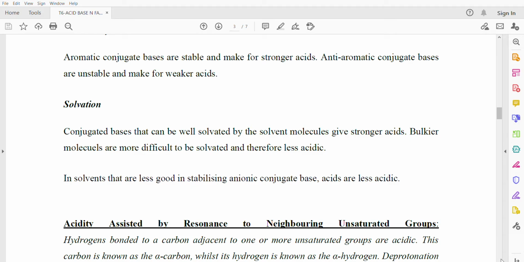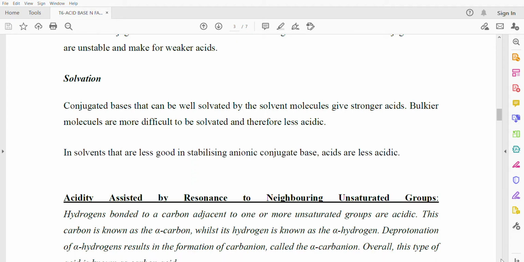But if the compounds are heavy or bulkier due to steric effects, it is difficult to solvate, and due to steric effects they will become less acidic, because we have to see many factors. Sometimes one factor is dominant, but at the same time many factors should be seen, and they play an important role in making a compound more acidic or more basic.